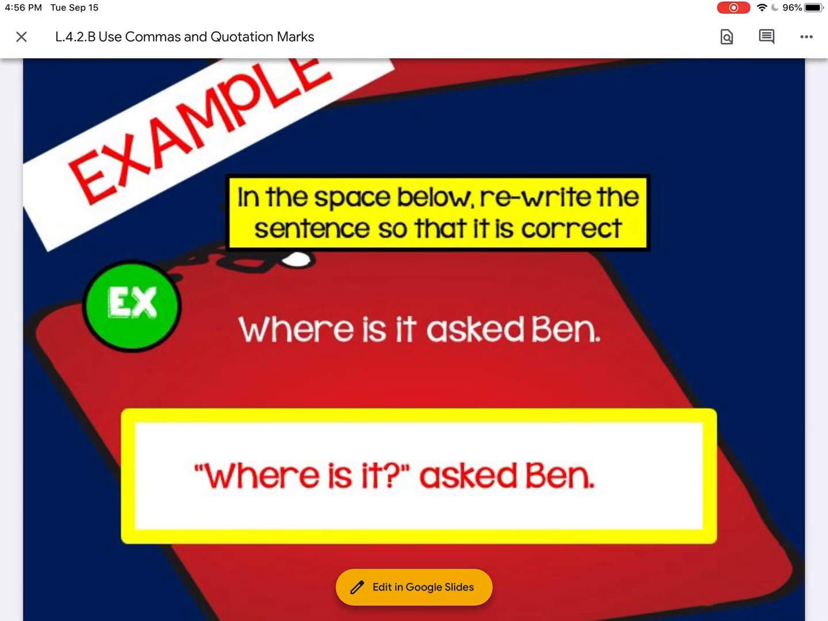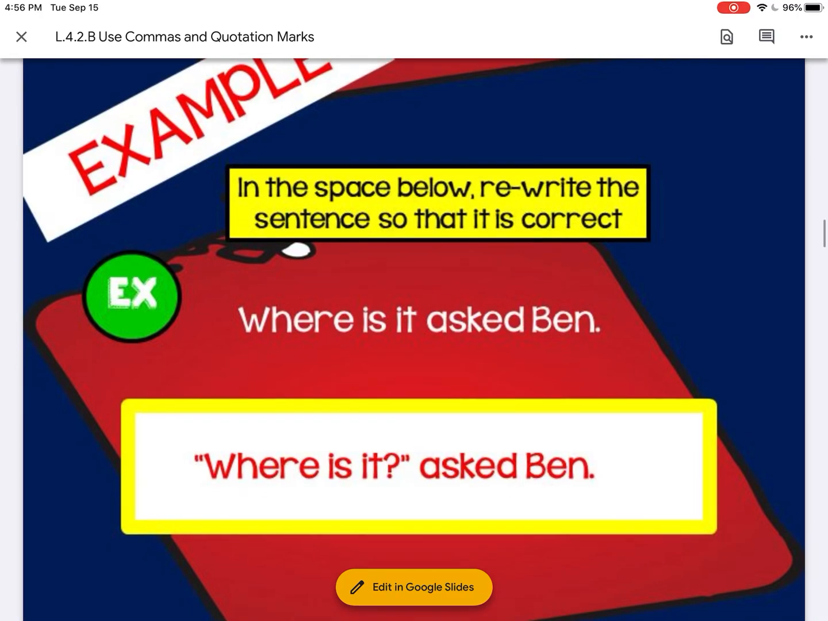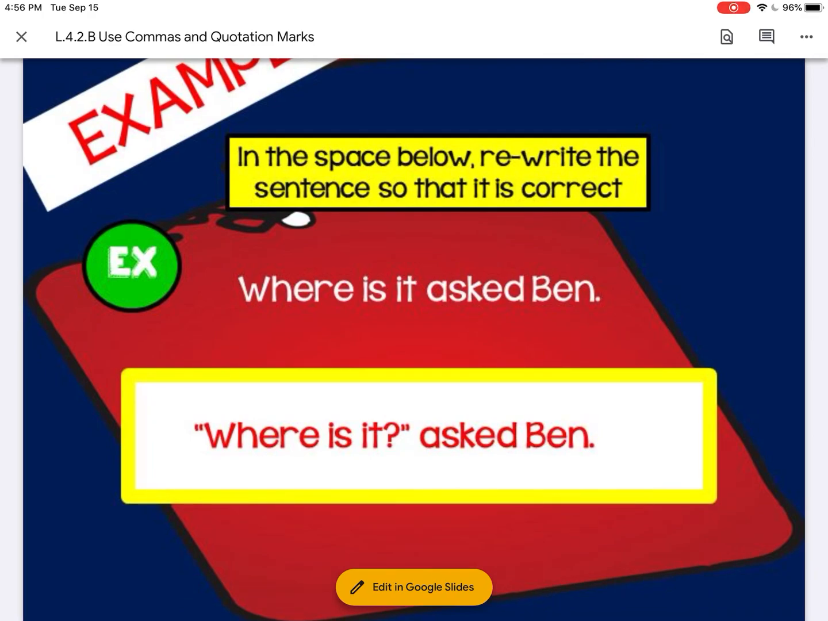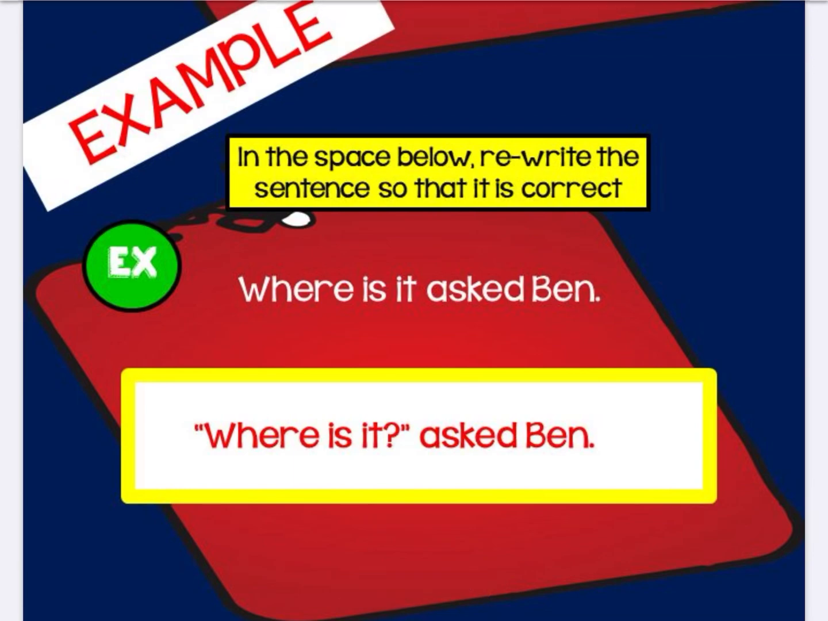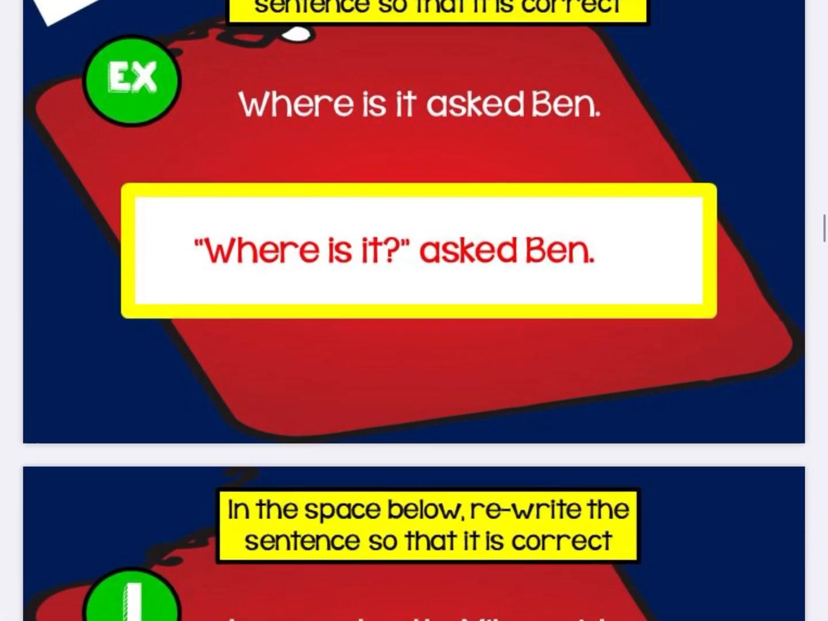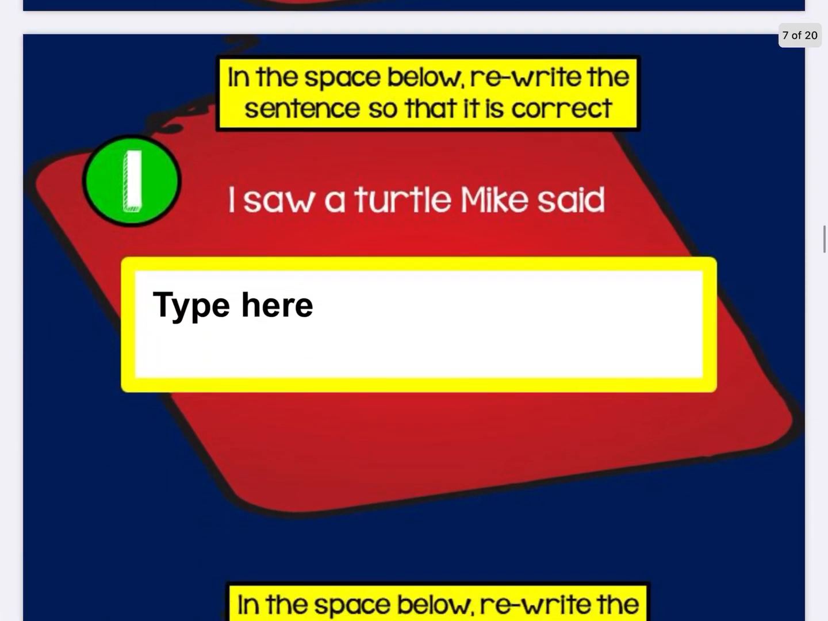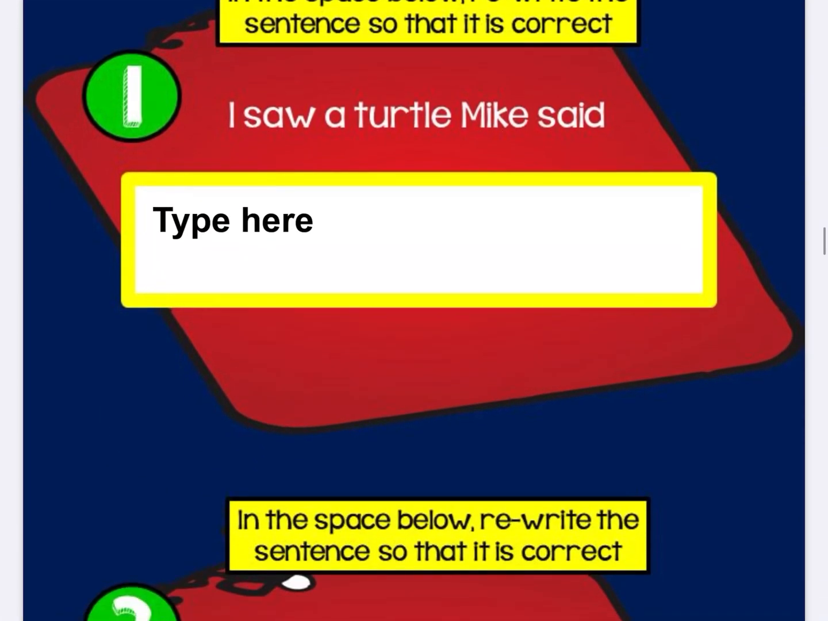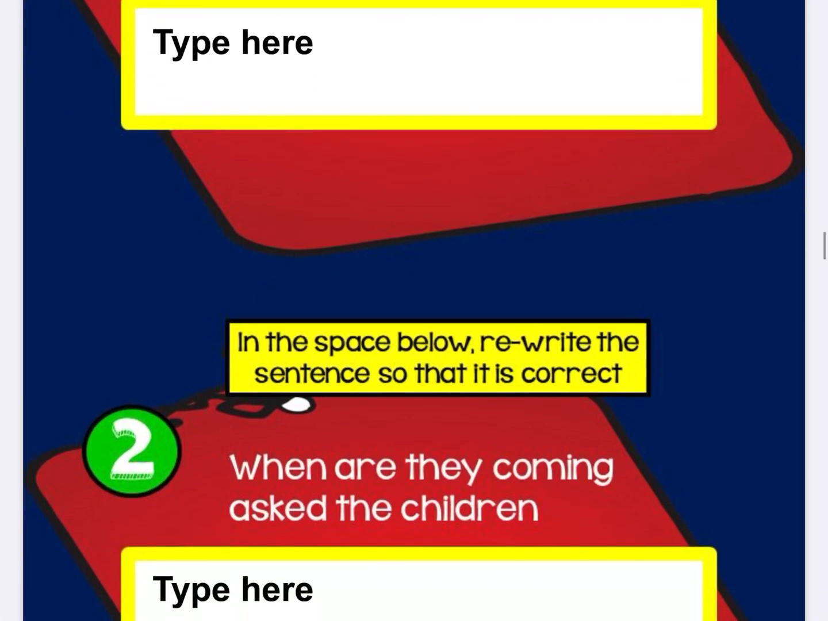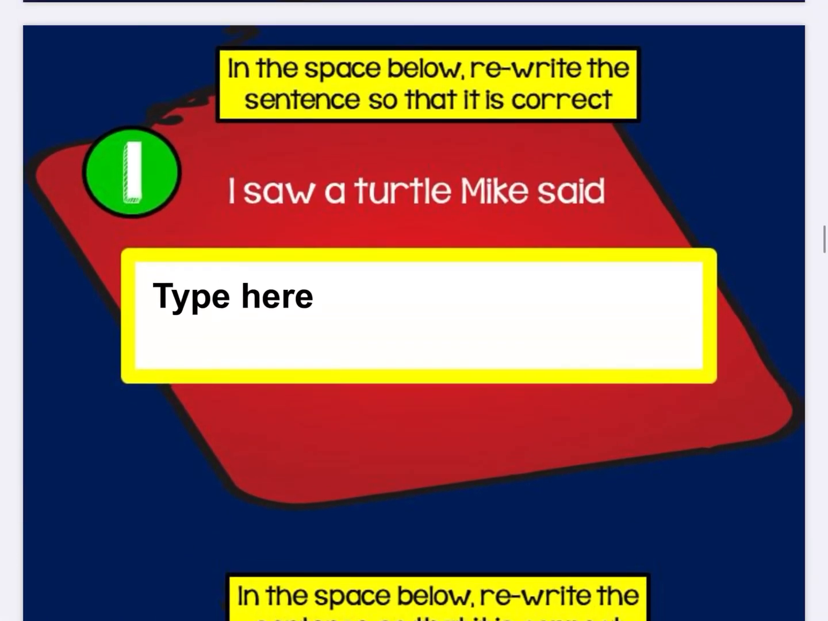All right, so where is it, asked Ben. Again, here's how you'd write it correctly, with the quotation marks before the where is it. The punctuation, in this case a question mark, goes before the quotes, and then asked Ben. All right, so your slides are going to look just like this. In fact, this is the exact first slide you're going to do. It's going to have two sentences on it.